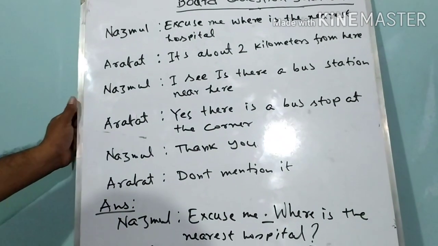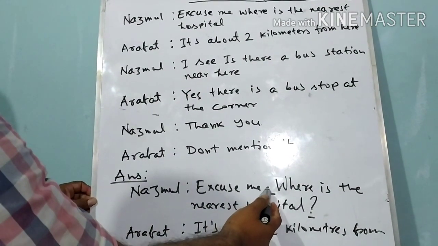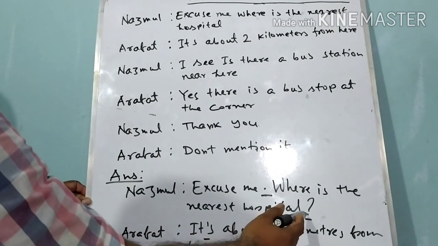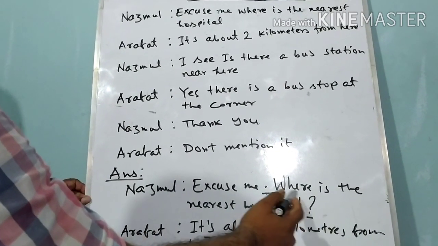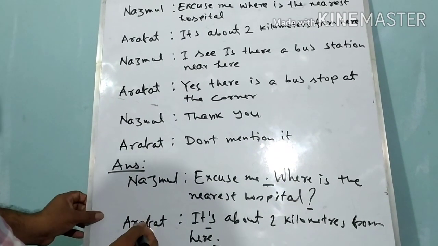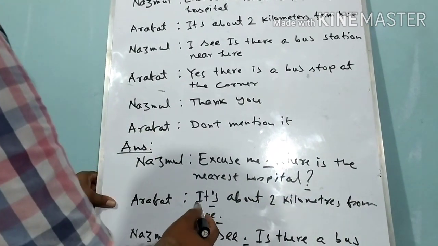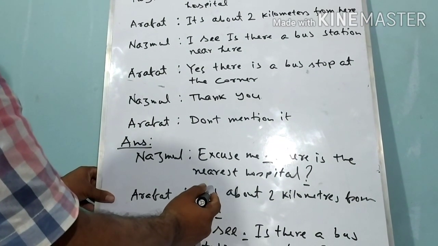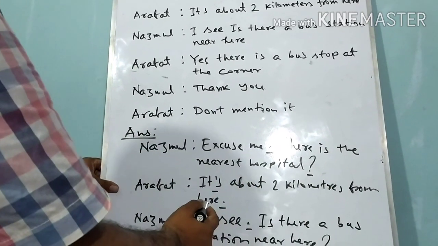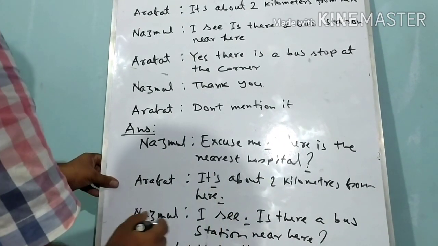So the answer will be here. Nazmul, "Excuse me," it's a sentence, so you have to use full stop, then underline. Where is the nearest hospital? It's a question, you have to use question mark, and W will be capital. And Arafat, it's about 2 kilometers from here. It's a contraction, so you have to use apostrophe. About 2 kilometers from here, it's an assertive sentence, so you have to use full stop.